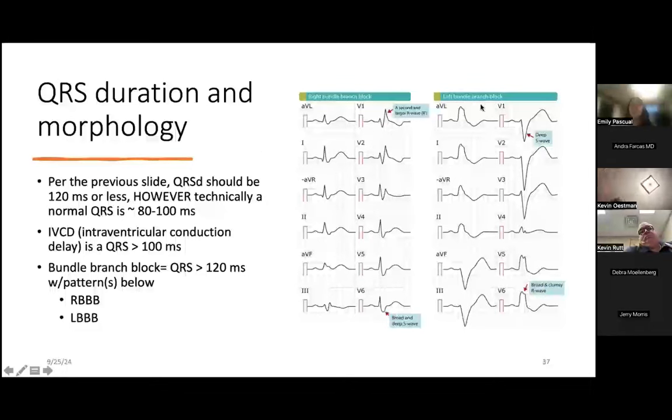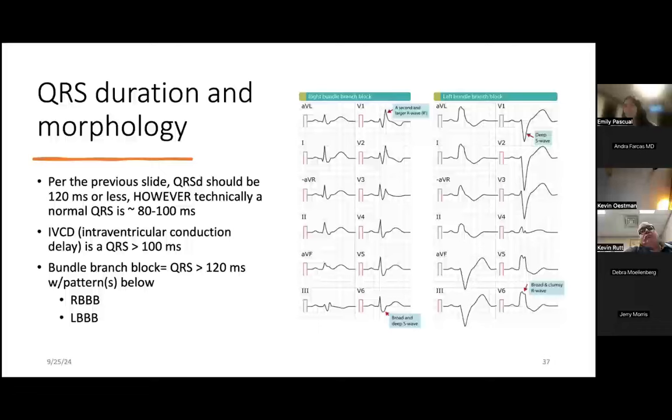So this is what right and left bundle branch block look like. V1 is generally the easiest lead to characterize these. In V1 for right bundle branch block, you'll see two peaks, which they call bunny ears. With left bundle branch block, you'll see a deep S wave in V1 and also a really wide R wave in V6. As you see these more and more, it becomes easier to identify them. Again, while these are abnormal, they may or may not be pathogenic for the patient.